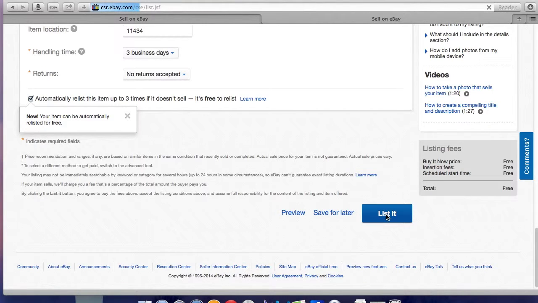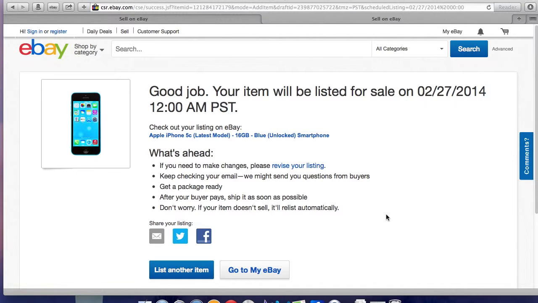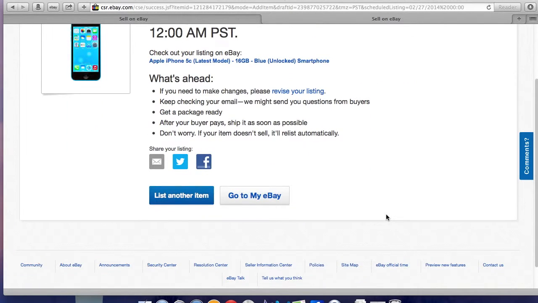And like I was saying, you can choose whether to preview, save it for later, or list it. So let's go ahead and list it. Okay, loading. Alright, so now it shows you what you did. Basically, if you wanted to put it up now, but since remember I changed the time frame that I wanted it to go up, it's just telling me that it was going to go up at that time.